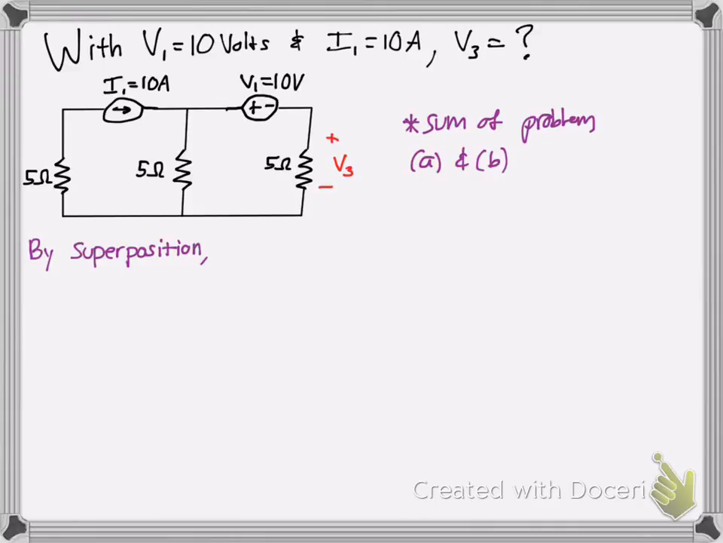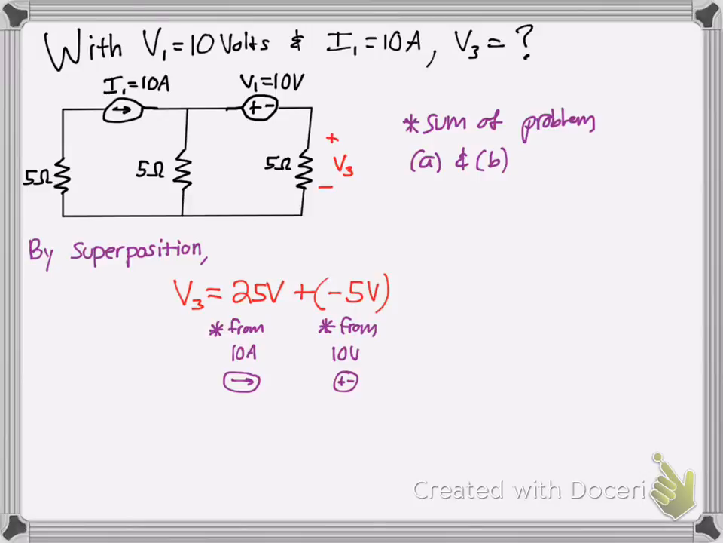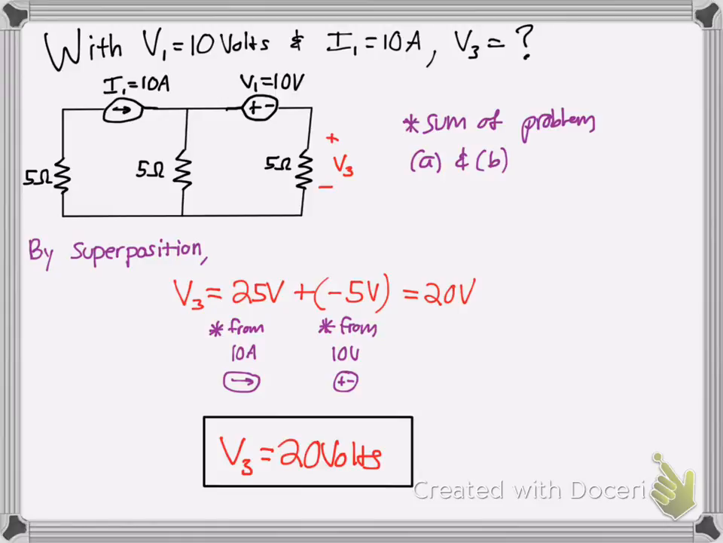So this is a superposition problem. By superposition, we can just sum the voltages. So 25 volts was what we got from the 10 amp current, right? And then we had negative 5 volts from the 10 volt battery. So by combining the answers we got in V3 from parts A and B, we can say V3 for part C is 20 volts. So that's a really cool shortcut, especially if you're taking an exam.